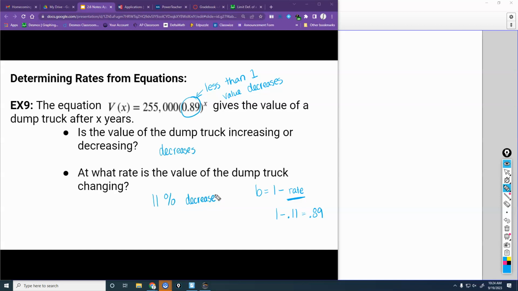Okay? A way that you can do these problems, if you're having a hard time thinking of that in your head, is to just subtract 1 from this. It's going to give you negative 0.11. The negative tells you you're decreasing. The 0.11 is your rate on that. Okay, questions?